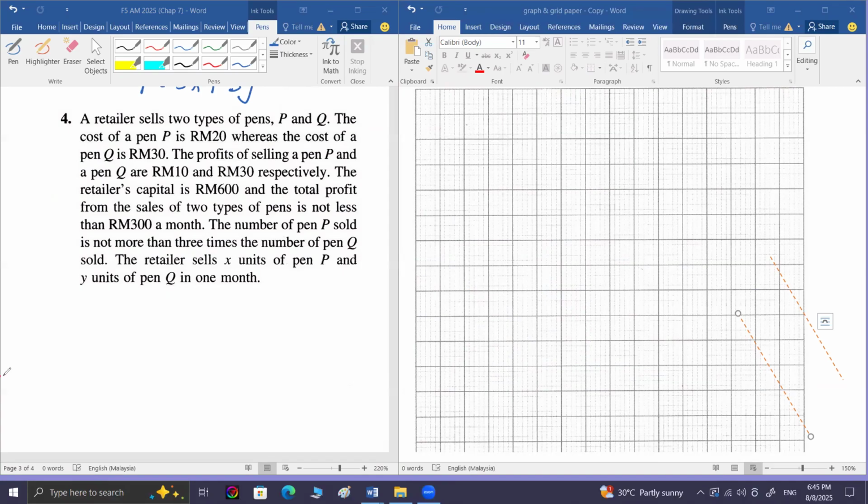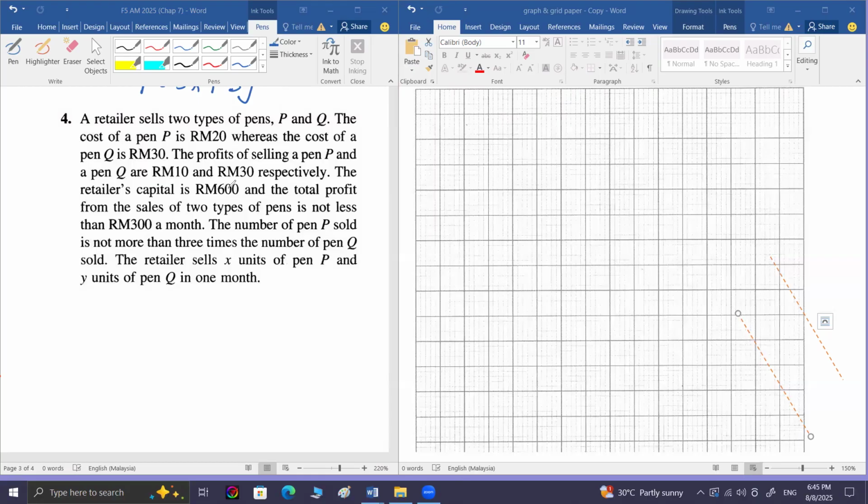A retailer sells two types of pens, P and Q. Okay, we check and see, X for pen P, Y for pen Q. So we have a look and see. The cost for pen P is 20 ringgit, Q 30. Profit P 10, Q 30. You got a capital of 600.